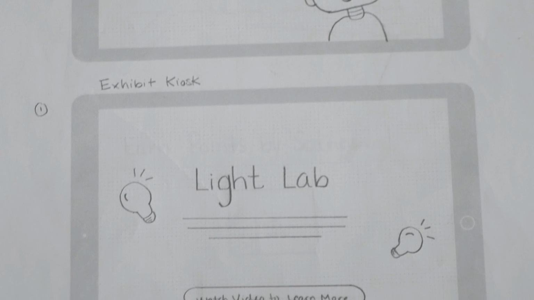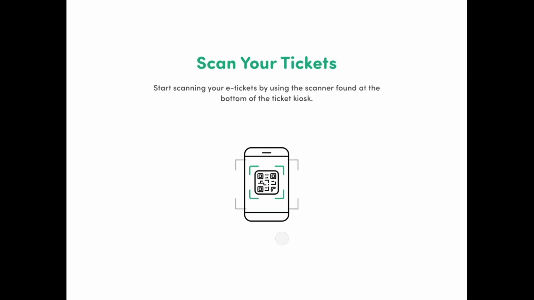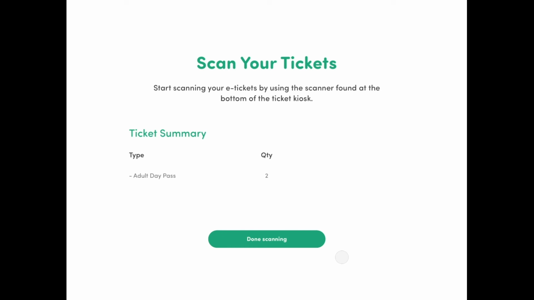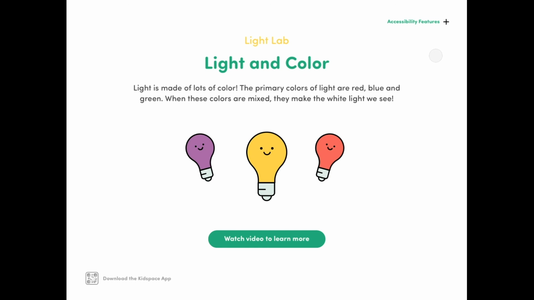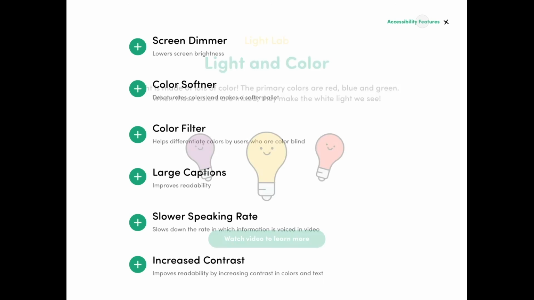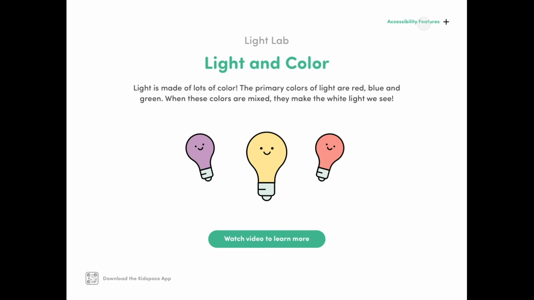After wireframing and user testing, a prototype was created. The first kiosk is designed to scan e-tickets to avoid long wait times. Once tickets have been scanned, users will be able to view their order summary. Once users move past the welcome kiosk, they'll encounter the exhibit kiosks. I've added accessibility features to each exhibit kiosk to make information presented in a way that's digestible for everyone. In this example, the color palette is softened to avoid overstimulation.